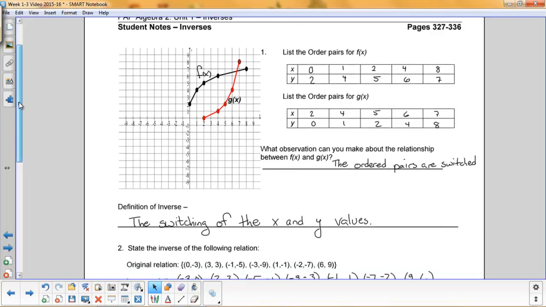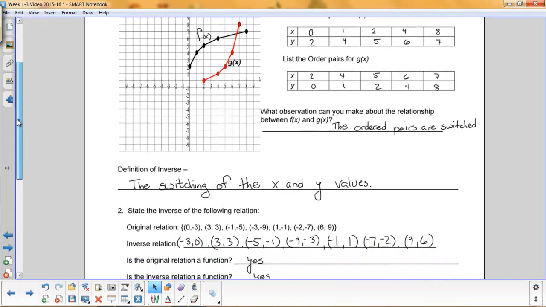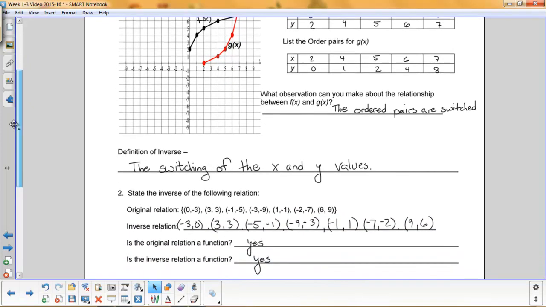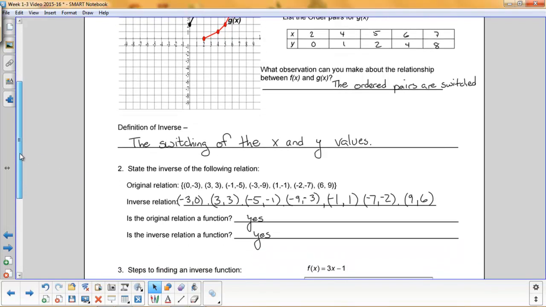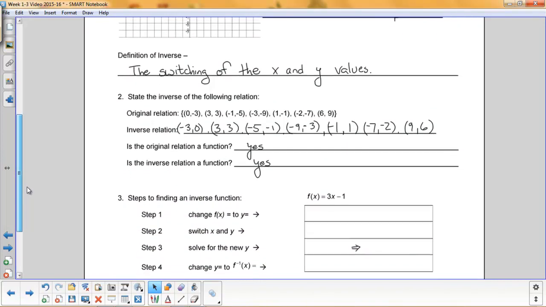Alright, hopefully you've had some time to do some predicting. You'll notice that in both cases, neither the original nor its inverse are relations. In fact, they are both functions. And now we'll take a look at solving algebraically.